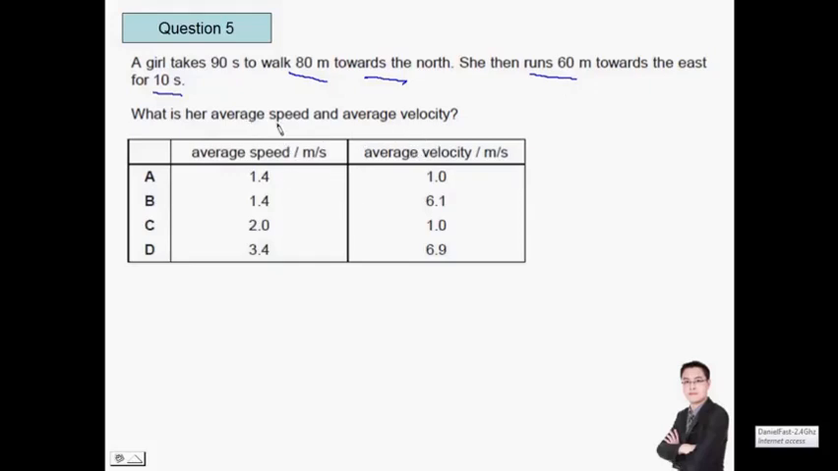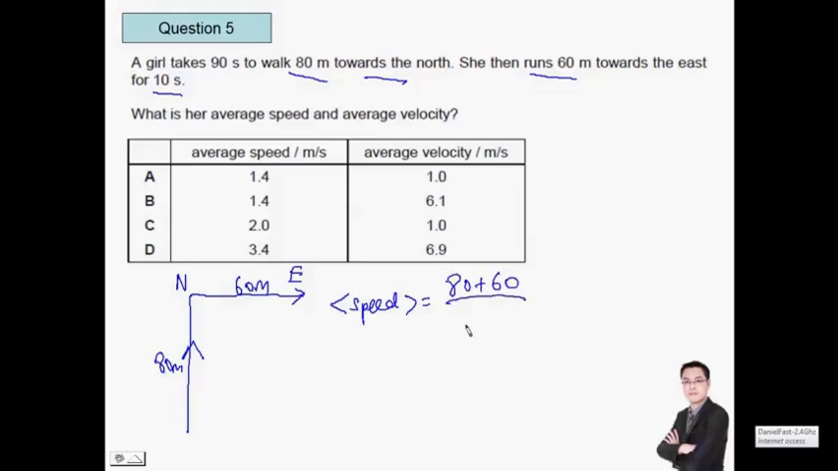To calculate the average speed and average velocity, we can draw a simple diagram to show the movement. Assuming that moving up is north, she moved up 80 meters, and after that she moved east for 60 meters. To get the average speed, we take the total distance, divide by the total time of 90 plus 10, and this will give us 1.4 meters per second.